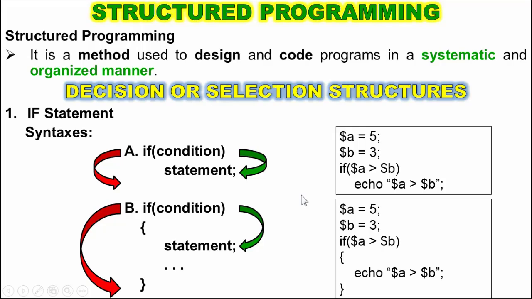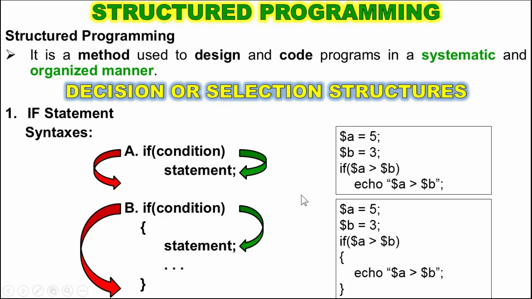Structured programming is a method used to design and code programs in a systematic and organized manner. Decision or selection structures command the CPU to do decision making.